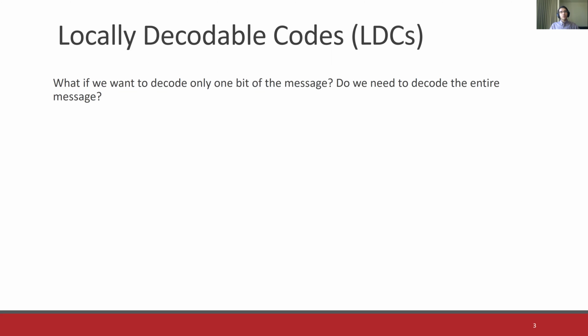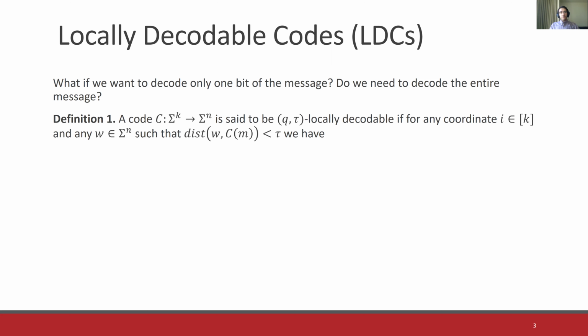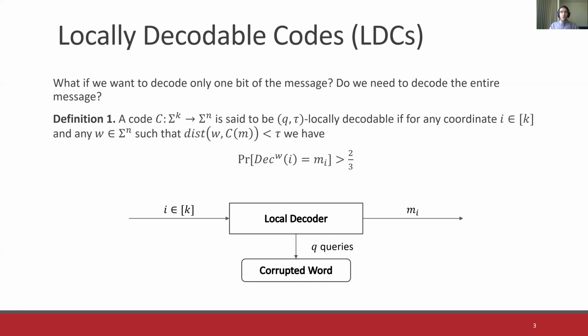Now here's a question. What if we're not interested in decoding the entire message at once, but we just want to decode one bit or one symbol of the message? Do we still need to read the entire code word? This question raises the notion of locally decodable codes. A locally decodable code is an error correcting code, and it is guaranteed that if we give it a noisy word that has distance less than tau to an actual code word, and if we give it a coordinate i, then it can decode the ith coordinate of the message with high probability by reading only q locations of the corrupted word.